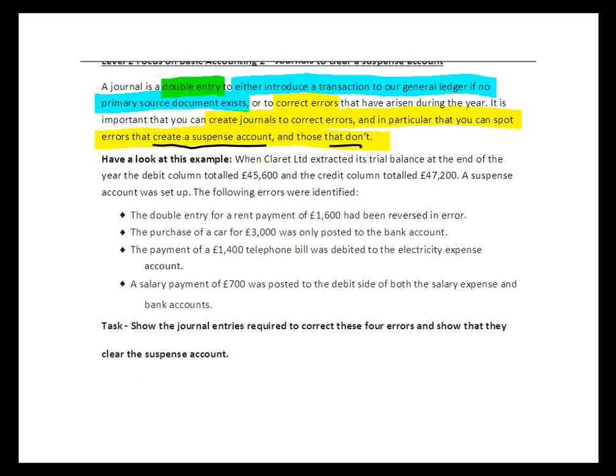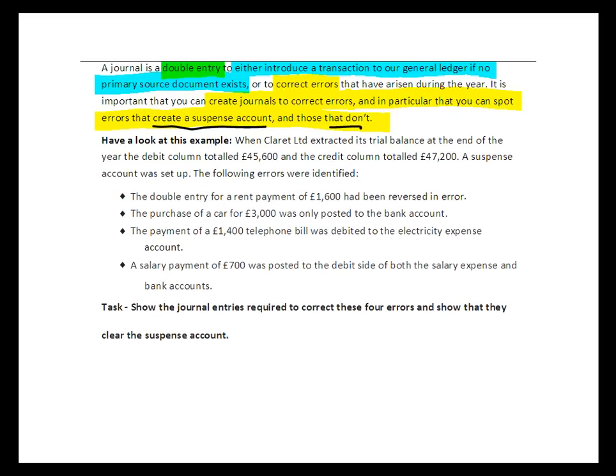Let's have a look at an example here. When Claret Limited extracted its trial balance at the end of the year, the debit column totaled 45,600 and the credit column totaled 47,200. Now, clearly there's a problem there. The trial balance should balance. The total of the debits should equal the total of the credits. In this case, it doesn't. So Claret Limited have set up a suspense account, a temporary errors account, to highlight the error. Now we need to identify what the errors are and clear that suspense account.